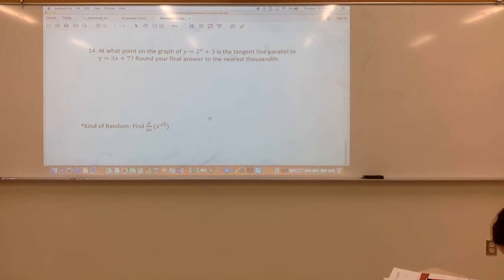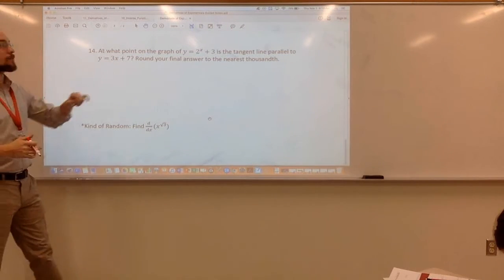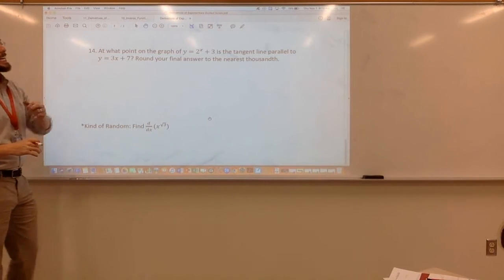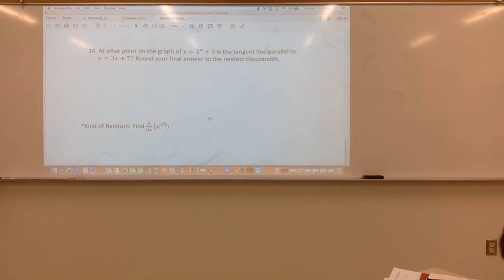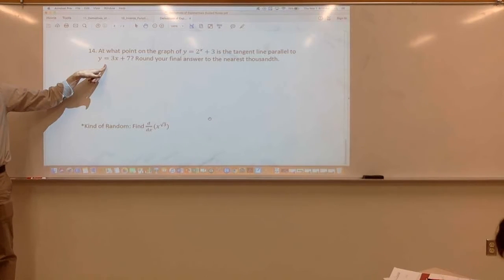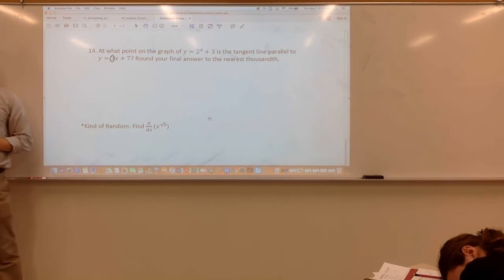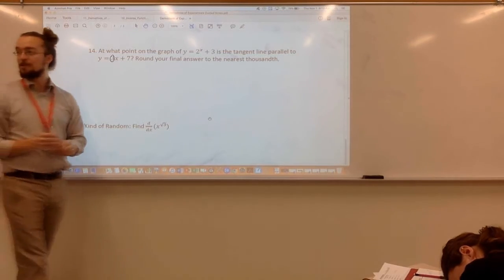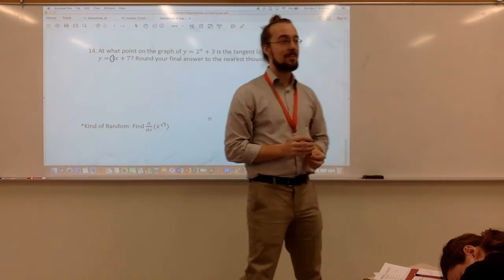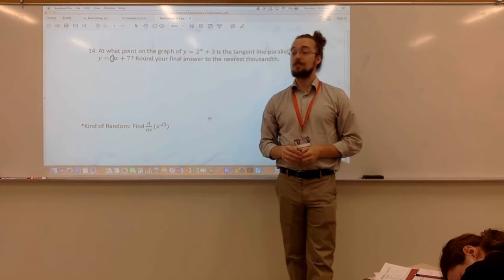All right, so number 14 says, at what point on the graph of y equals 2 to the x plus 3 is the tangent line parallel to y equals 3x plus 7? What is this asking us to do here? So what is the slope of this line? Somebody said you have to find the derivative.